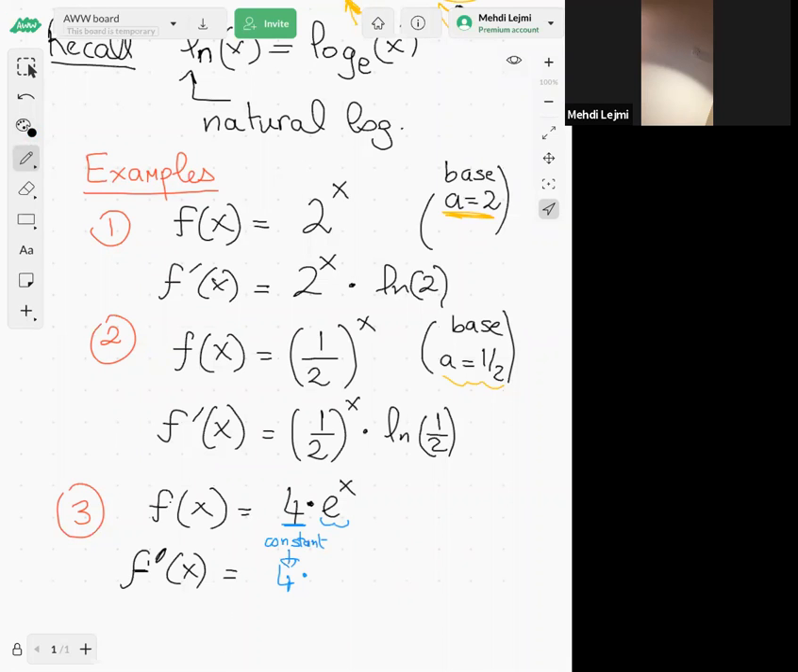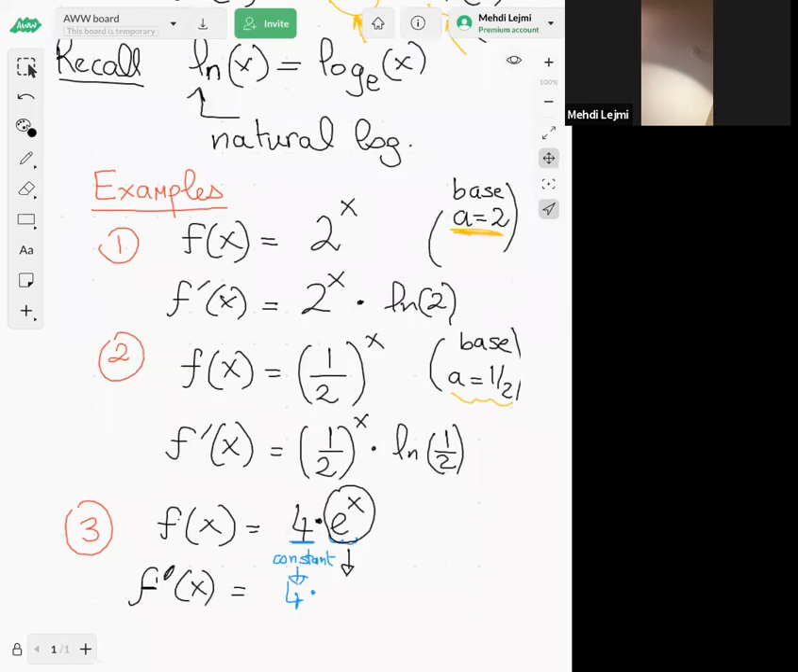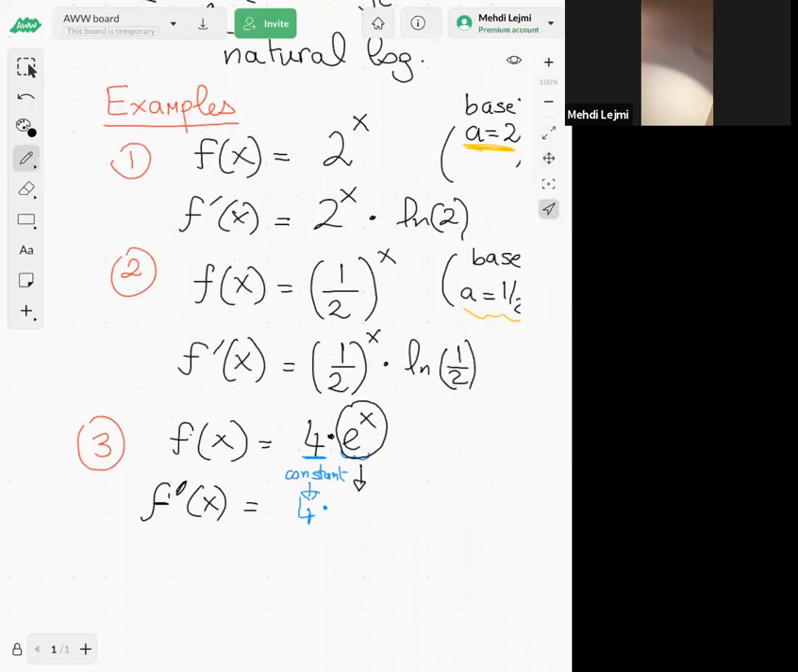So here the function is e to the x, right? The derivative of e to the x is e to the x. Remember, guys? If you have e to the x, the derivative is e to the x. So that would be 4 times e to the x. All right, so you see here, guys, the function f is the same as the derivative. F is equal to f prime. f is 4e to the x, f prime is also 4e to the x, right?